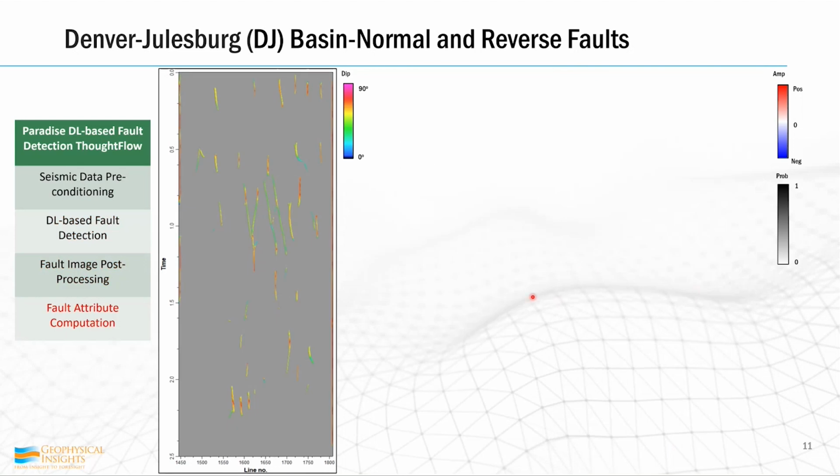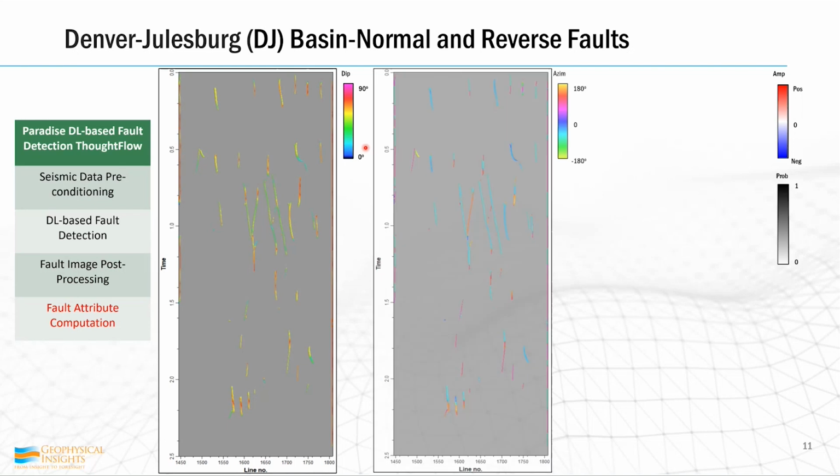And our last step is the fault attributes computation. We first compute the dip magnitude, which is shown here. Note that from the color bar, it's from 0 to 90 degrees. And the second attribute, fault orientation azimuth, is this one.